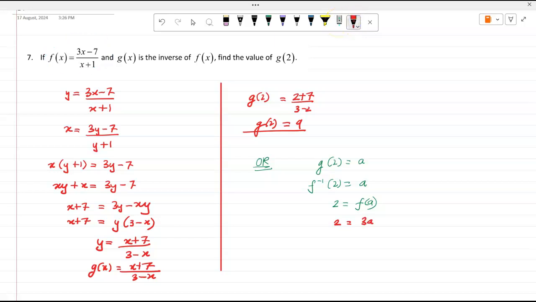So f(a) is (3a minus 7) upon (a plus 1), equal to 2. Cross multiply: 2a plus 2 is equal to 3a minus 7. So 2a minus 3a is equal to minus 9, so a is equal to 9. Therefore your g(2) is equal to 9. That was method 2, the more advanced method.